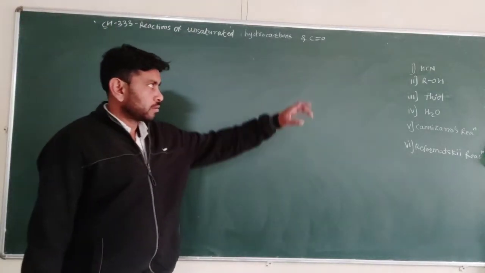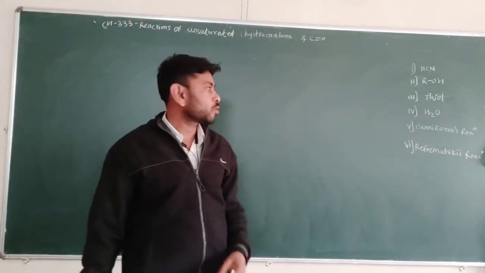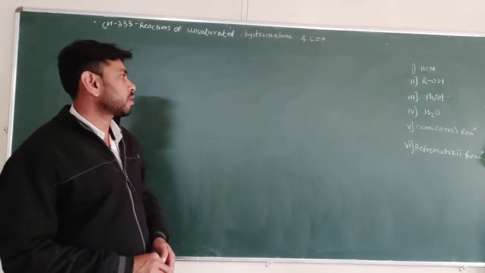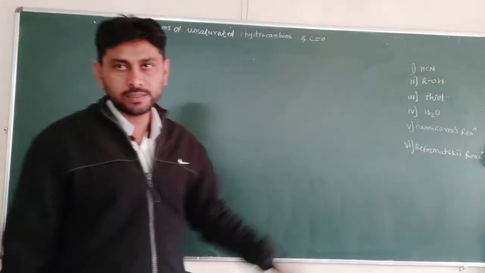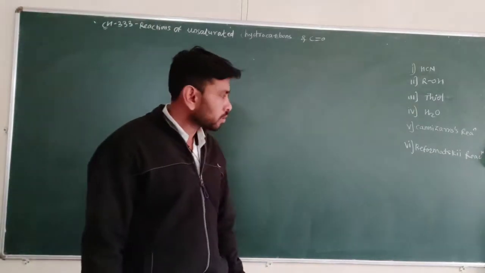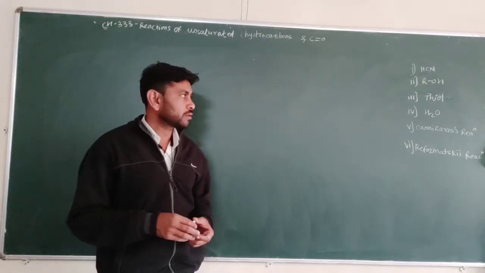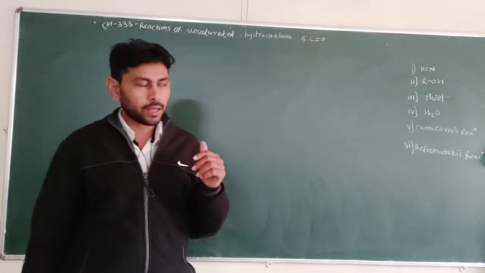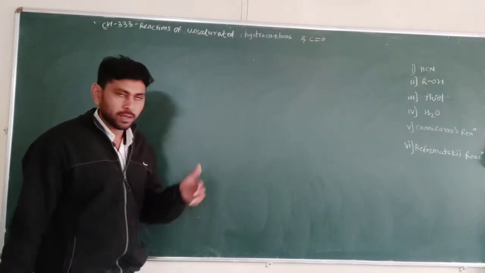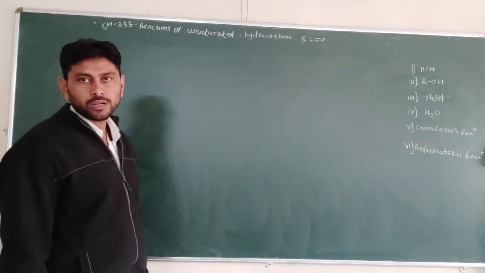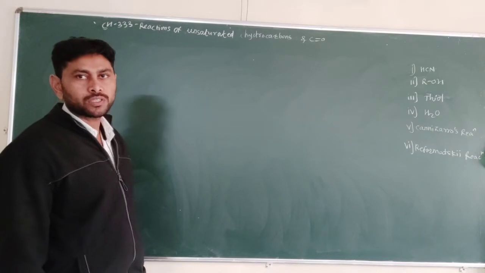So we saw the addition of HCl to carbon oxygen double bond. The second reaction is the addition of alcohols to carbon oxygen double bond. Third reaction is addition of thiols to carbon oxygen double bond, where we get the formation of thioacetal and thioketone.